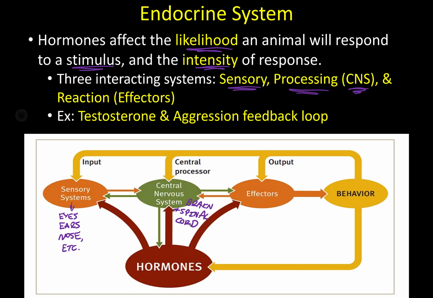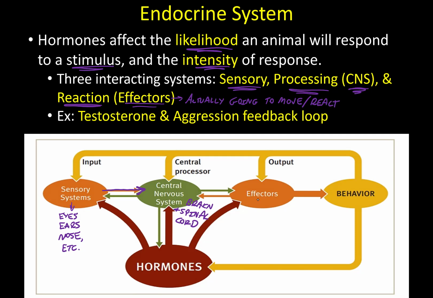Sensory information is sent to the central nervous system where it's processed, and decisions can be made based on the information provided from the senses. The central nervous system can then choose whether or not it wants to react. Reaction is the third system. Reactions to stimuli take place via effectors. Effectors are the parts of your body that are actually going to move or react.